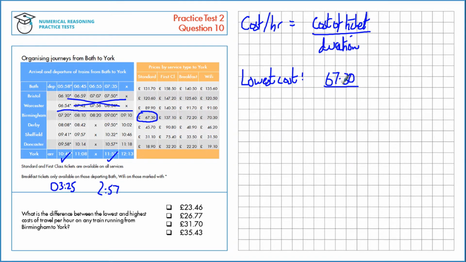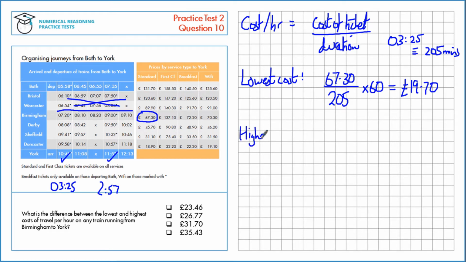So the longest duration is this one here, 3 hours 25 minutes, but we don't have this in a decimal format so far. So first we need to convert that. 3 hours 25 minutes is equivalent to 205 minutes. And we can divide by 205 minutes. That'll give us the cost per minute, but we want per hour. So we next need to multiply by 60 to change that from 1 minute to 60 minutes, which is the cost per hour. That gives us £19.70.